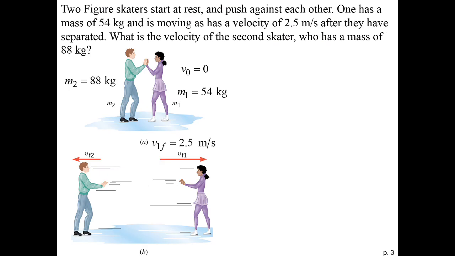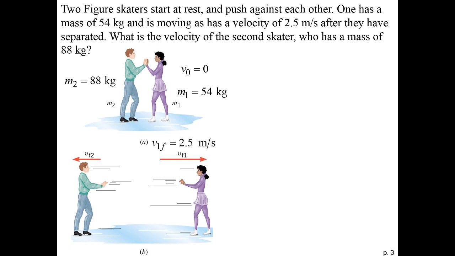Let's do a similar example, but this time we're going to put some numbers on it. So here we have two figure skaters, and they start at rest, and they push against each other. One has a mass of 54 kilograms and is moving, and after she gets moving, she has a velocity of 2.5 meters per second after they have separated. So what is the velocity of the second skater who has a mass of 88 kilograms?